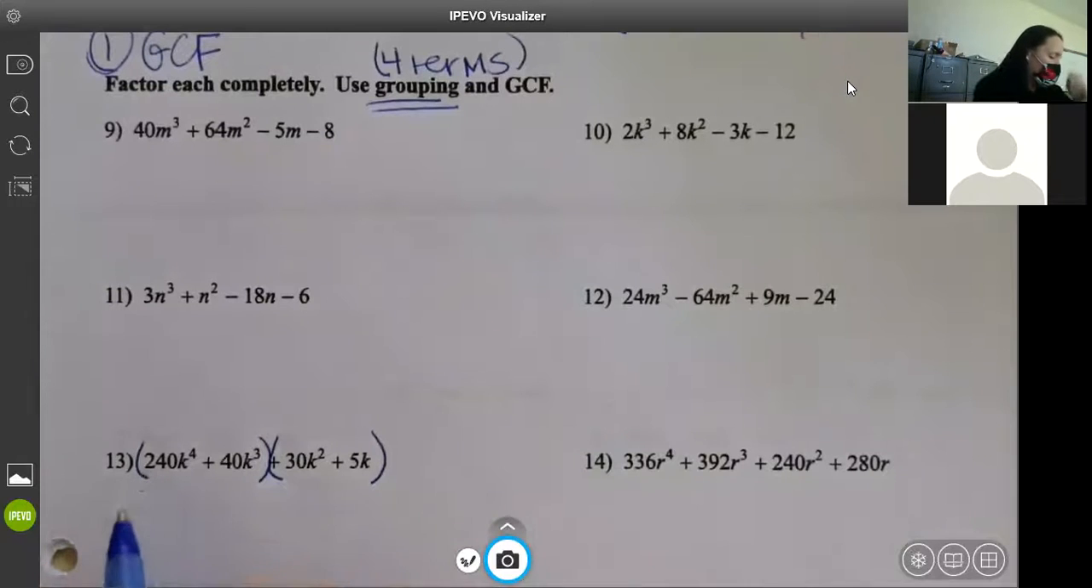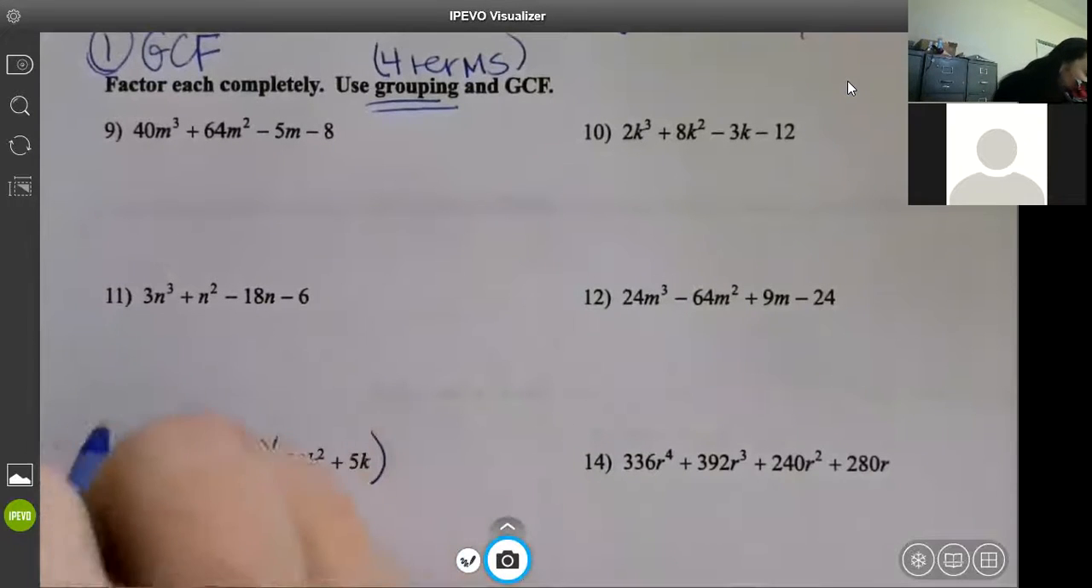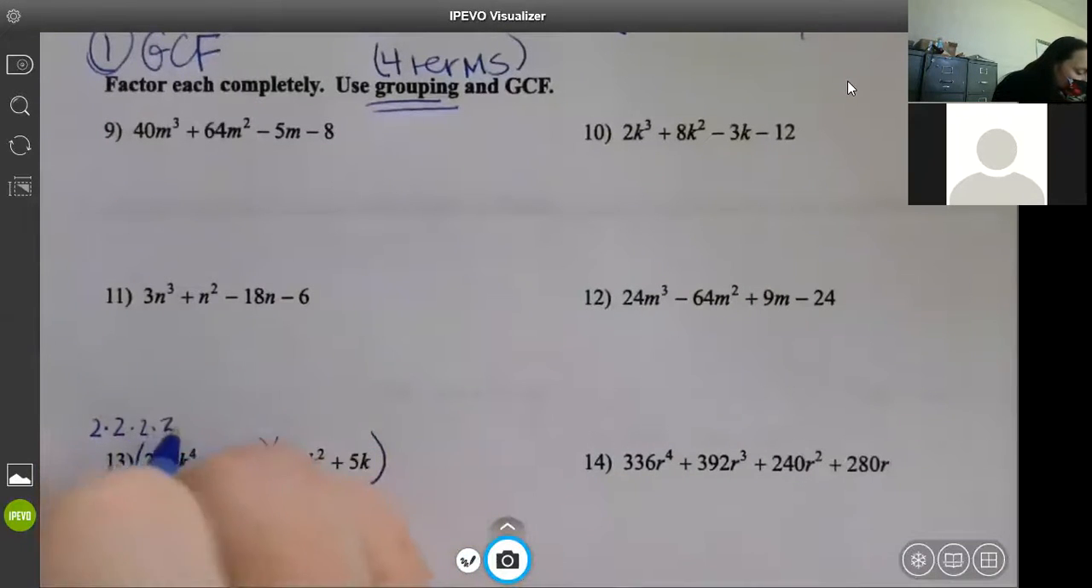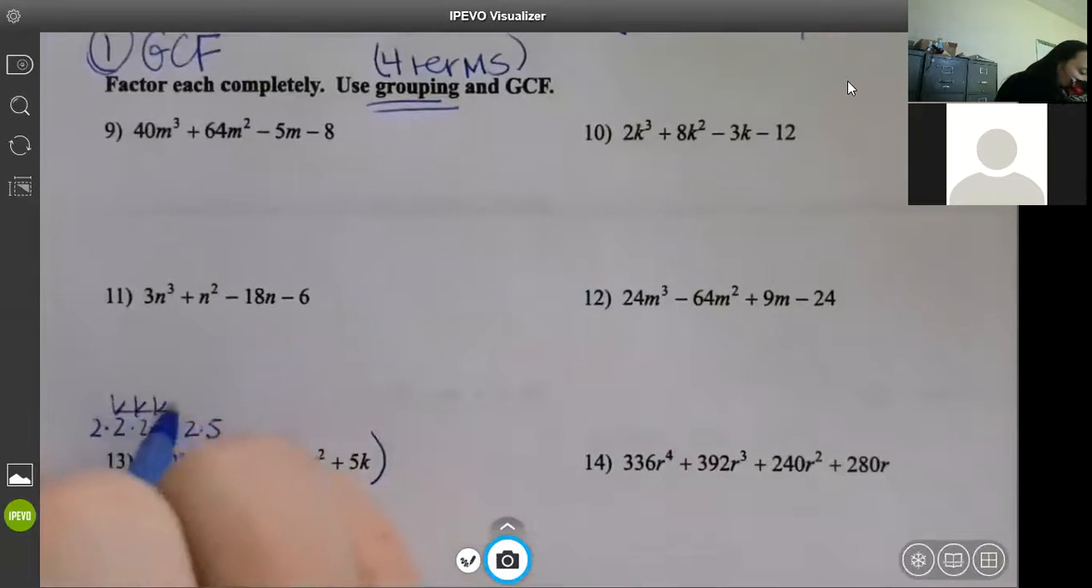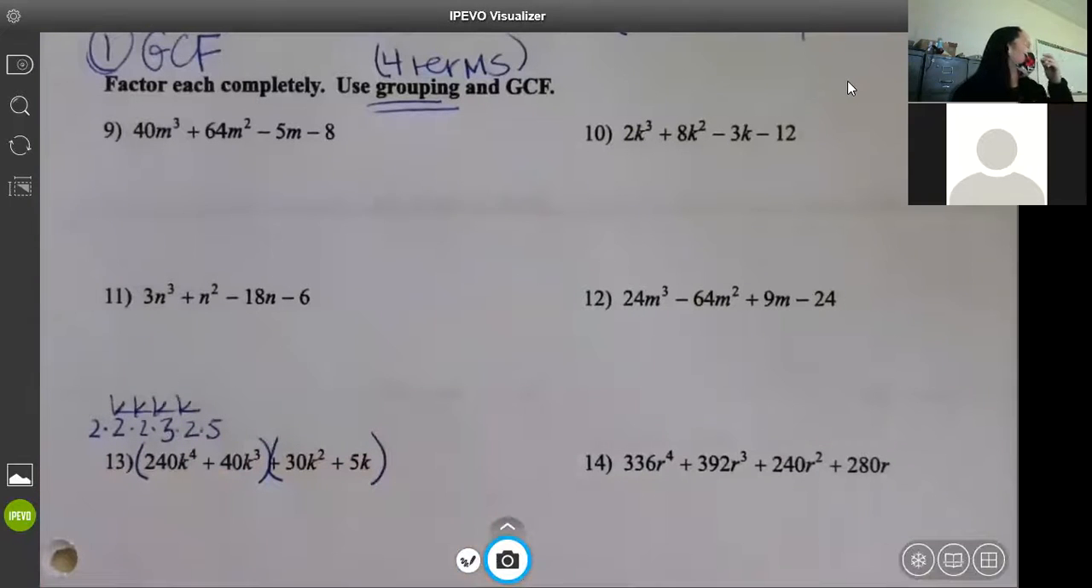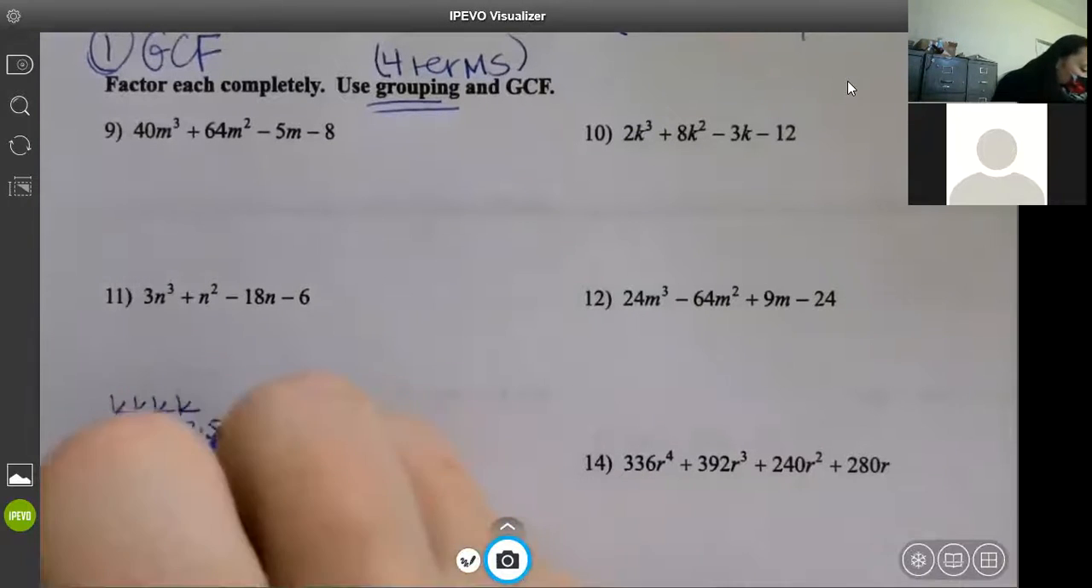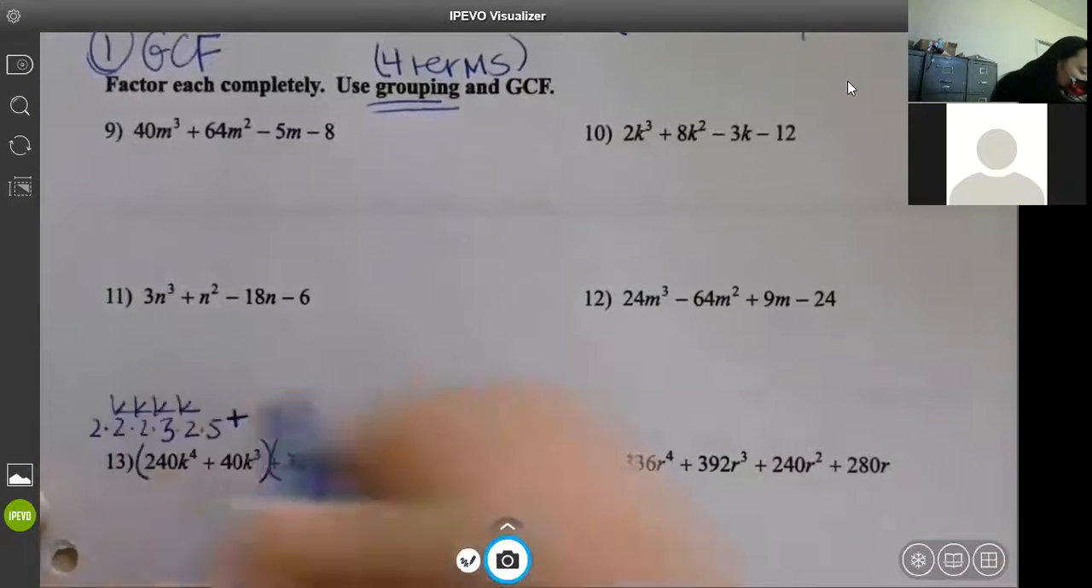So 240 breaks into 24 and 10. 24 is 2 times 12. 12 is 2 times 6. 6 is 2 times 3. 10 is 2 and 5. And we had 4 Ks. And you guys can do this on a separate sheet of paper. You can do it above it like I'm doing it or whatever. Then we had a plus.